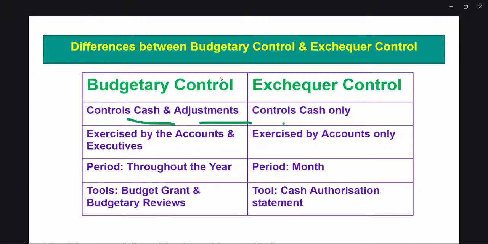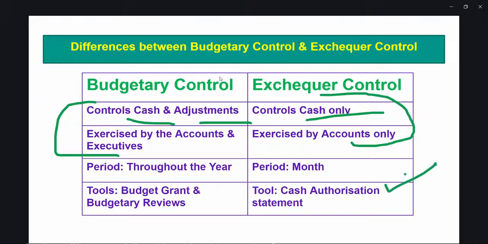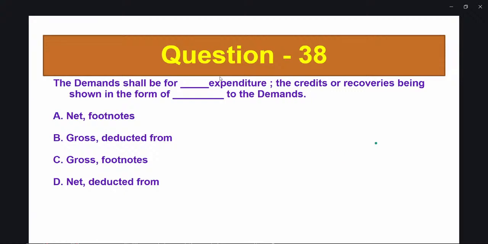Budgetary control covers cash and adjustment; exchequer control is only cash. Budgetary control can be done by accounts and executives, but exchequer control is done only by accounts. Okay, these two are important. This exchequer control is the cash authorization statement issued every month. Most important question.